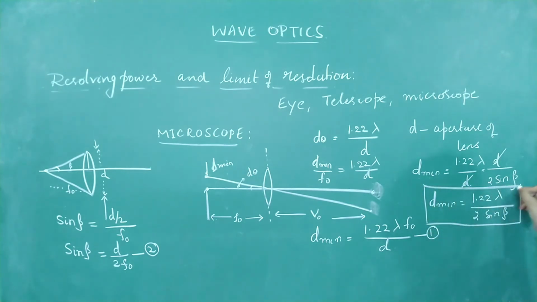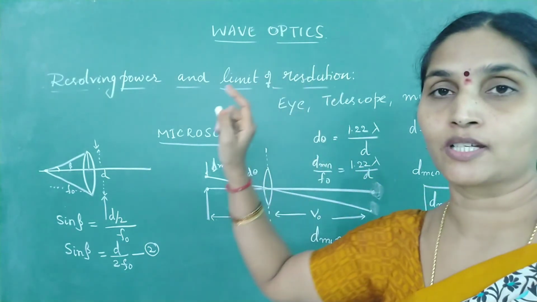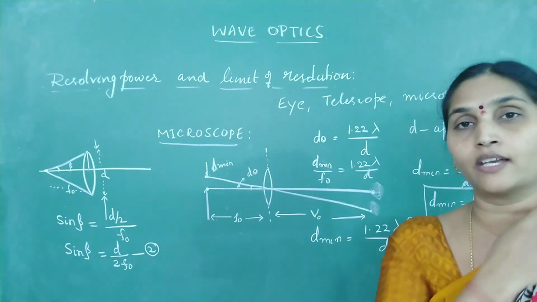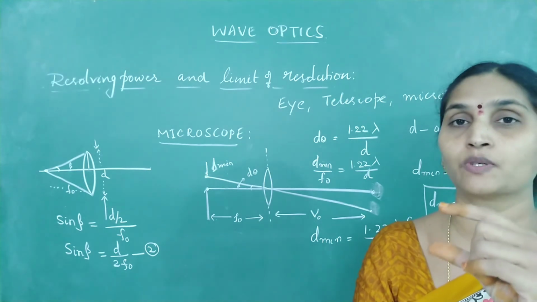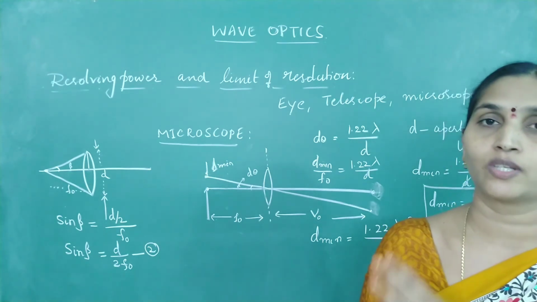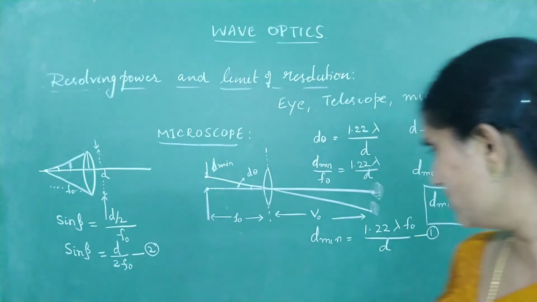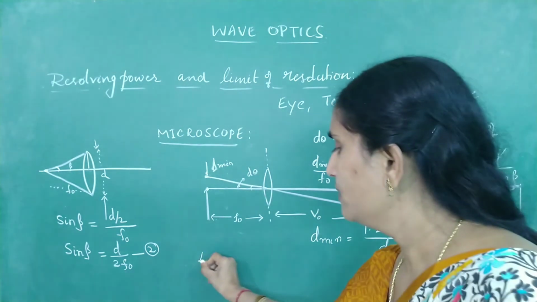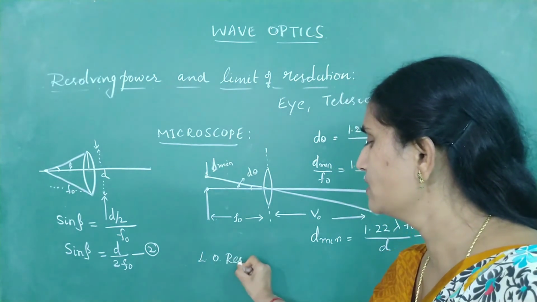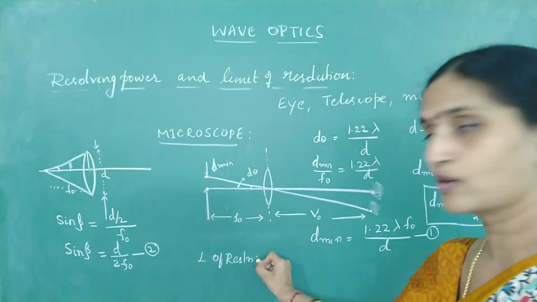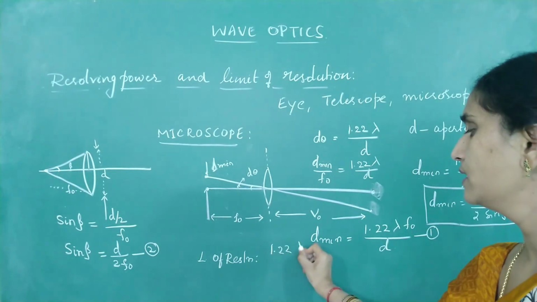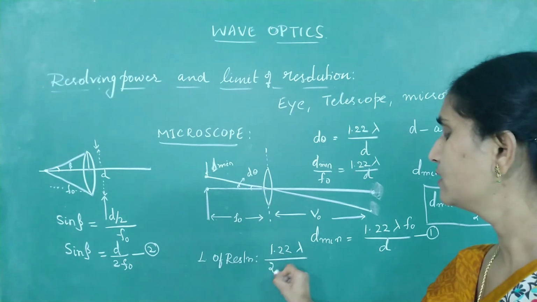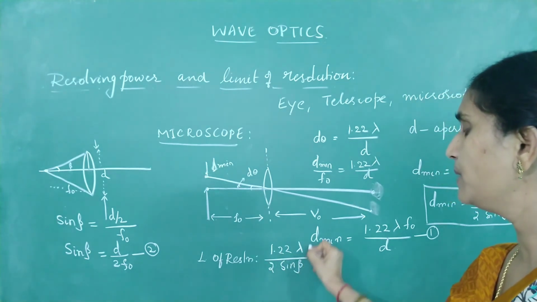Remember this distance. This distance we call the linear limit of resolution. In case of a telescope and the eye, we have taken the angular limit. But in case of a microscope, I am taking the linear distance. What should be the distance between the two closely spaced objects so that they will be just resolved? So what is the limit of resolution for a microscope? It should be 1.22 lambda divided by 2 sin beta.